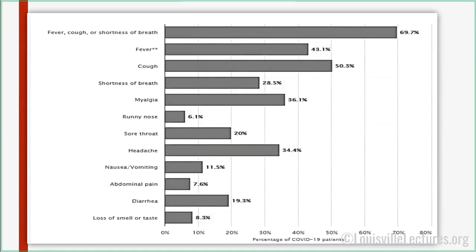Now, this is a graph indicating the percentage of people with those particular symptoms. As you can tell, the combination of fever, cough, and shortness of breath, the vast majority of people are going to present with those symptoms. After that, people with cough, over 50% will present with that. And with regards to the other symptoms, they're broken down. I think fever would be next, followed by the presence of myalgias. And again, all these are flu-type symptoms, but these are just the percentages of patients with COVID-19.